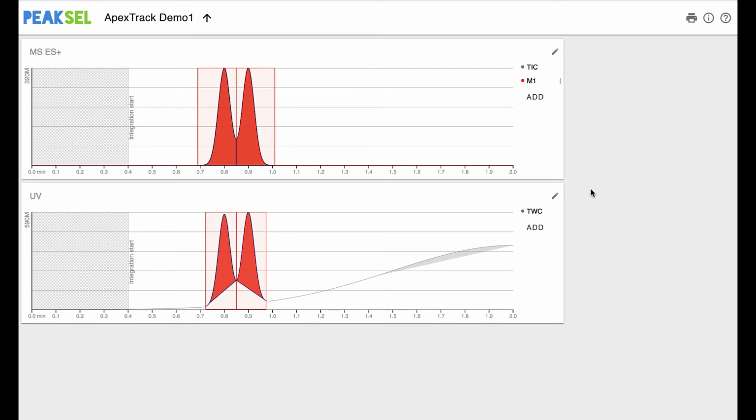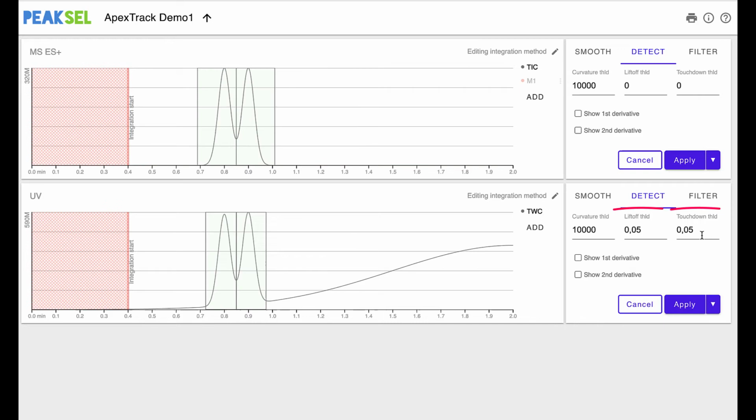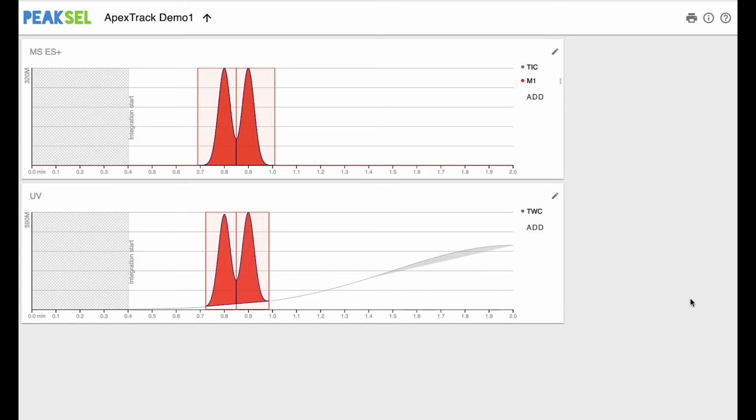If we look at the integration method, the liftoff and touchdown parameters are higher for this chromatogram. As a result, the peak's boundaries are not as wide as on the chromatogram above. Once we lower the thresholds, the peaks just got a bit wider, which made them meet. So now they form a cluster and the baseline is drawn correctly.